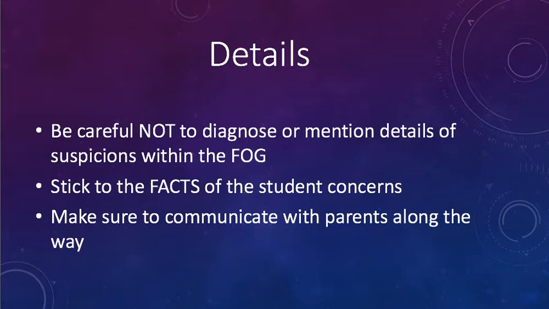The student is reading on a DRA level 4. The student is critical intervention in iStation. The student has not passed any portion of the STAR test for the past 3 years, nor have they passed any Eagle assessment for this current school year. Those are facts. And also, make sure that you're communicating with parents along the way.